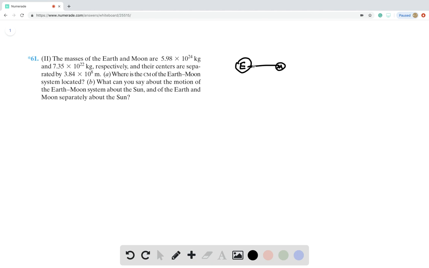Let's take the center of the Earth to be the origin. Then the x of Earth would just be 0, so we only need to consider the x of Moon. So x_cm equals (x_E m_E + x_M m_M) over (m_E + m_M).